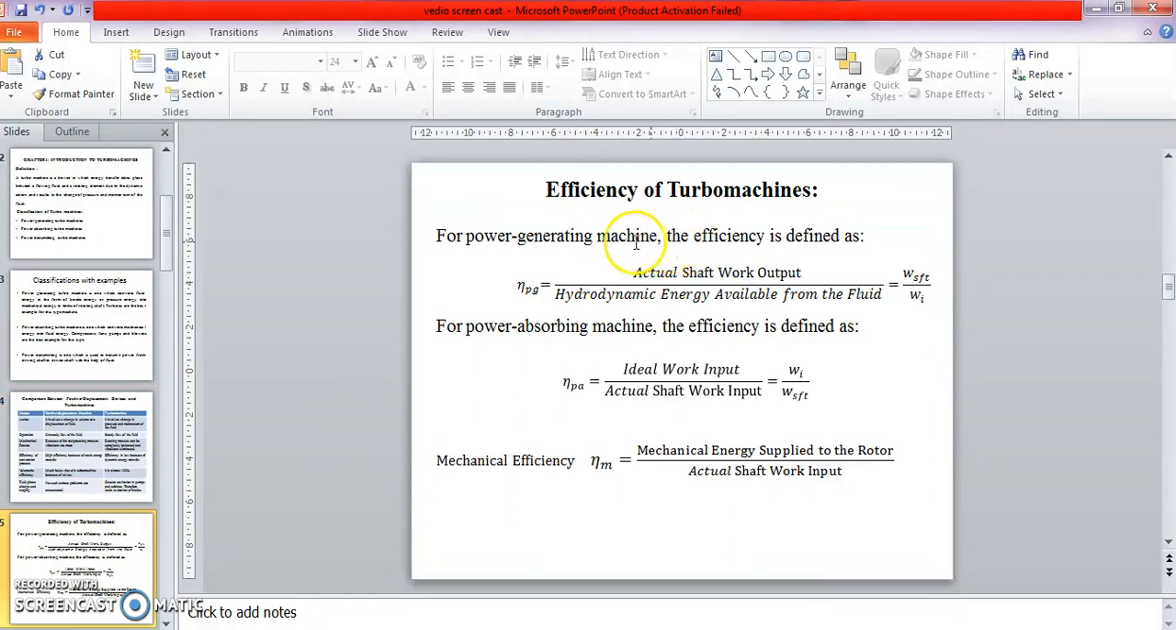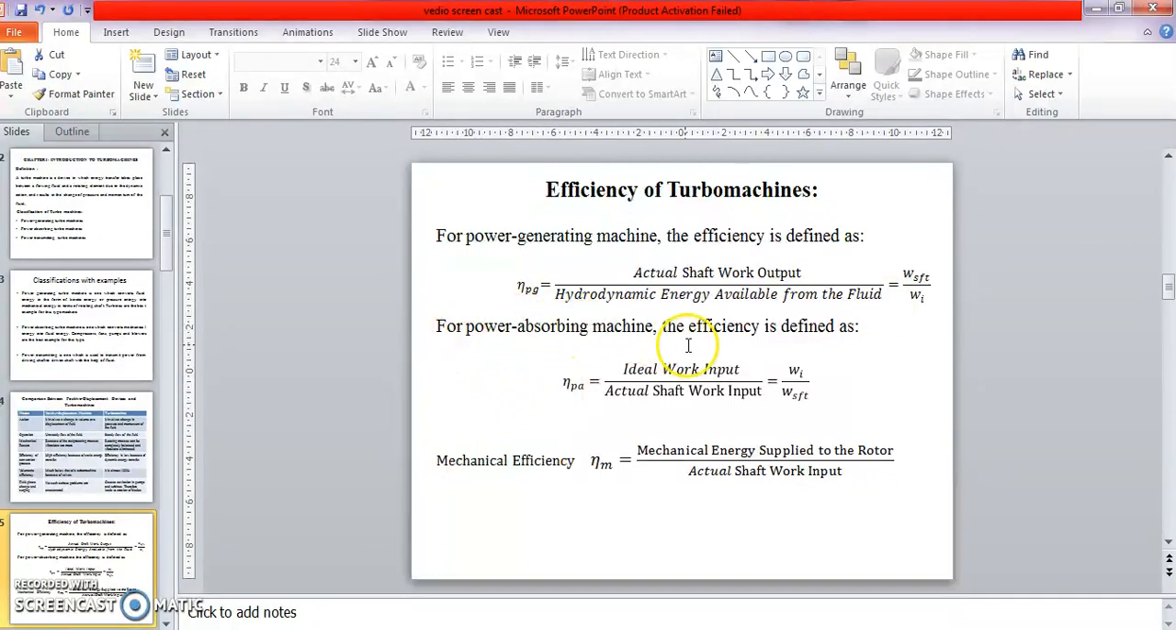The efficiency of a turbomachine. For a power generating machine, the efficiency is defined as the actual shaft work output to the hydraulic energy available from the fluid. The actual shaft work output we have to consider is the brake power that is available at the shaft output. Hydraulic dynamic energy we are going to consider for the fluid inlet energy, rho Q g H we have to consider.